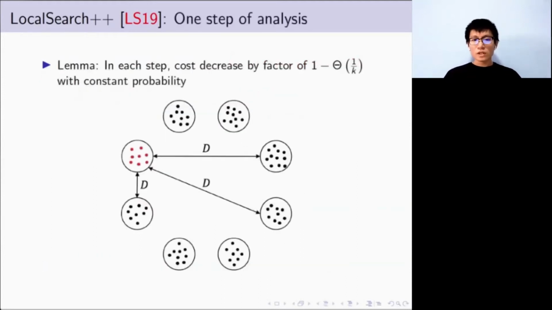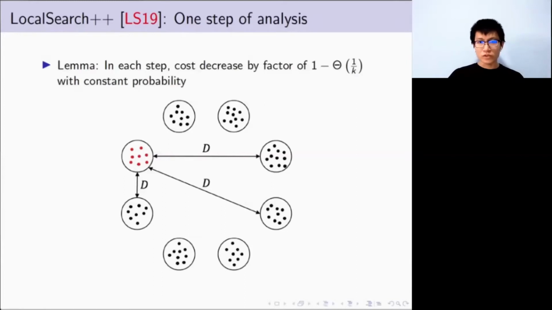Okay, so a key step in the analysis is to show that in one local search step, the cost decreases by a multiplicative factor of 1 minus 1 over k. So to see why, consider the case where data points appear around the corners of a high-dimensional simplex, where the vertices are distance big D apart. For simplicity, you may assume that the distance between points is essentially 0 if they are in the same corner. So consider the case where k-means++ outputs the centers, where everything lies in the same corner.